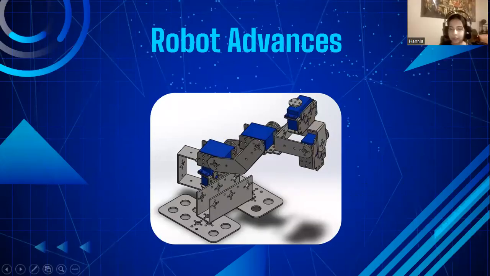Robot advances. In our robot advances, we make 2-dimension drawings and 3-dimension drawings in SolidWorks, and we also build our robots with a mechanical design, and we build the electrical parts with our electrical design, and with this we can start to make the program. So this is the advance of our robot.